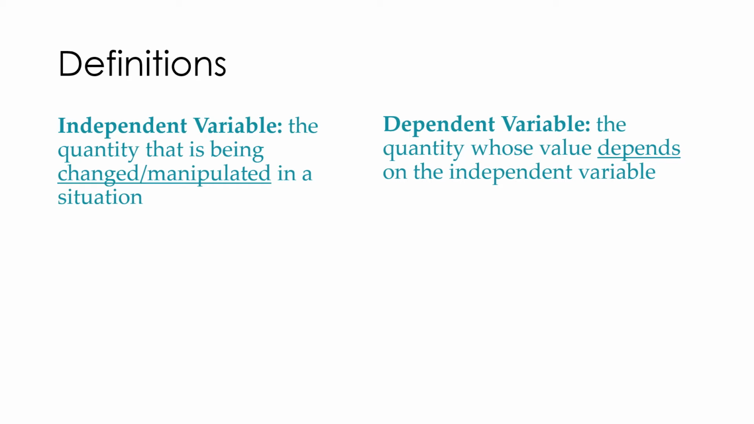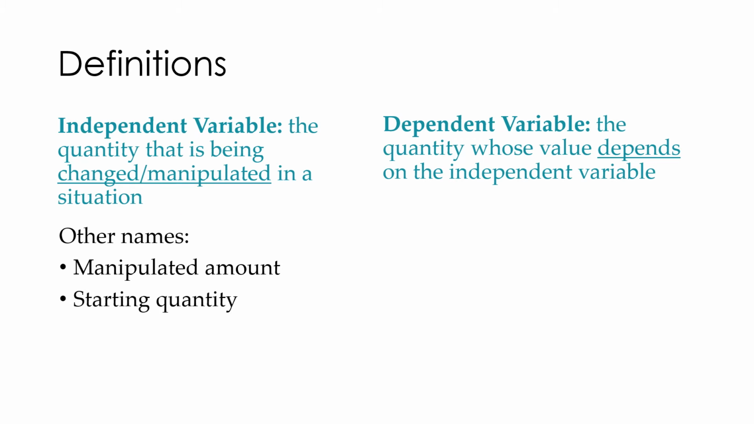So let me share with you some other ways that we would describe these types of variables. The independent variable, you can think of as the manipulated amount, right? I have this word manipulated up in the definition. I also like to think of it as the starting quantity. So in a situation, what are we starting with? We could also think of it as the input, which we've talked about with input-output tables earlier in the year, usually with X's and Y's. We'll get to that later in the week.